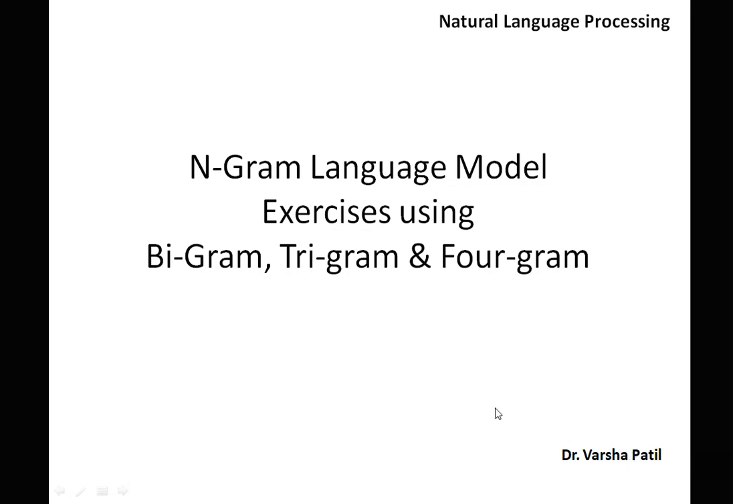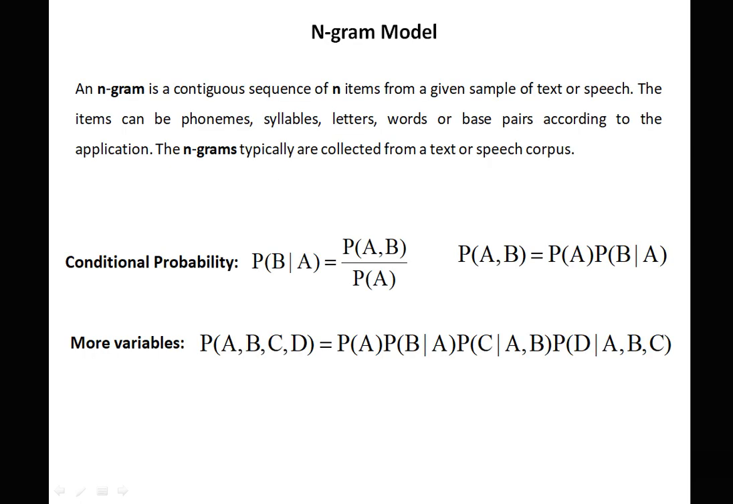Topic of this video is the Ngram language model and exercises using Bigram, Trigram and Fourgram. Now see the definition of the Ngram model. An Ngram is a contiguous sequence of n items from a given sample of text or speech. The items can be phonemes, syllables, letters, words or base pairs according to the application. Ngrams typically are collected from a text or speech corpus.